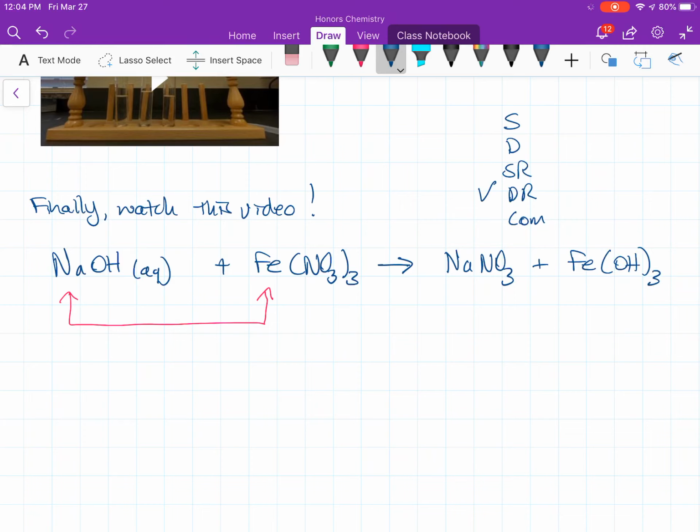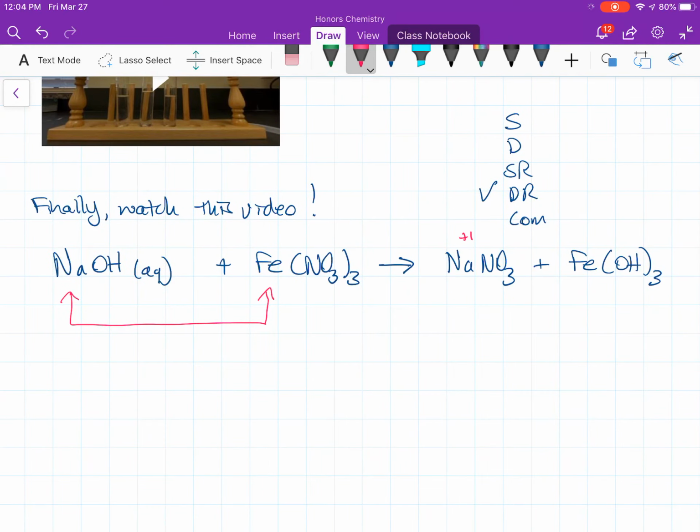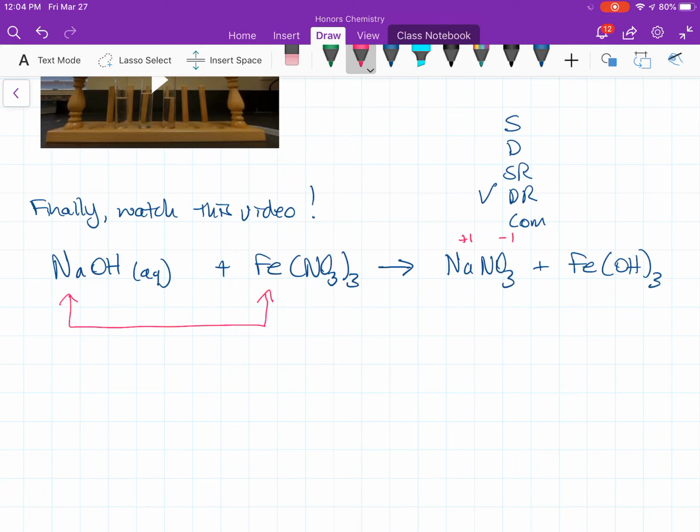Now let's talk about this. First of all, you could have written iron hydroxide first and then NaNO3. That doesn't matter. 1 plus 2 equals 2 plus 1, so that's not a big deal. The second thing that you need to do is make sure that you wrote your formulas correctly. So let's see if I wrote this one correctly. Na has a charge of +1. NO3 has a charge of -1. So yep, I wrote that one correctly. Good job, Mrs. A.